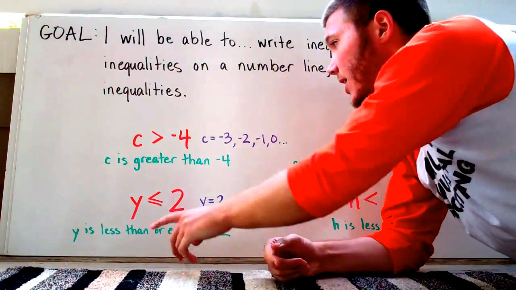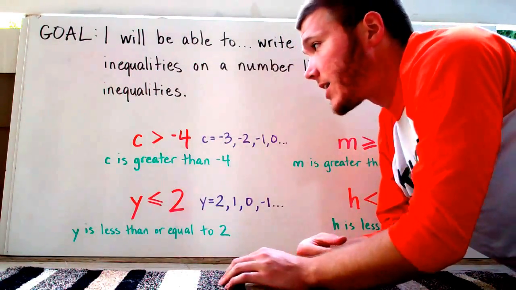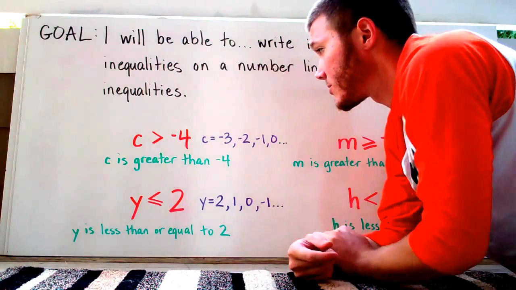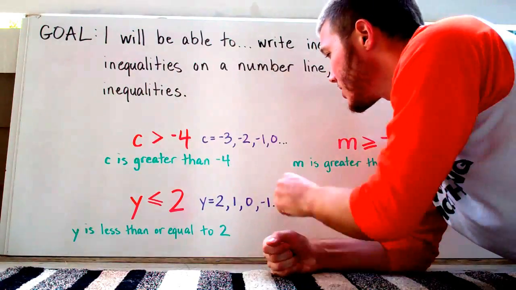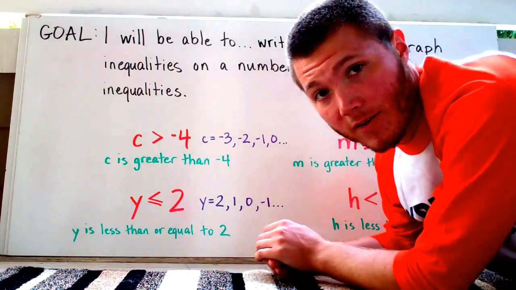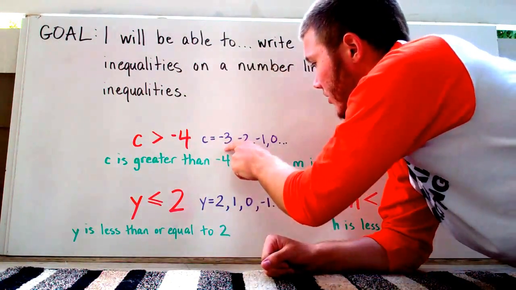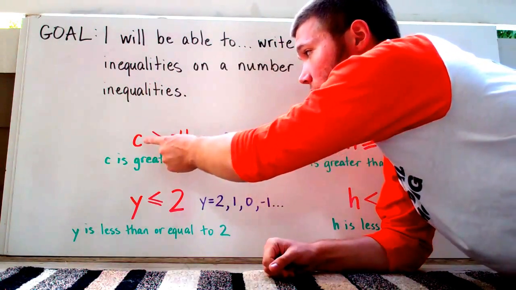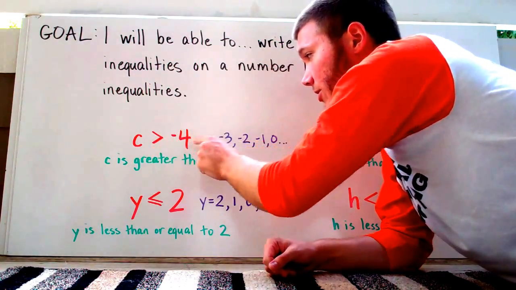So that means any number greater than negative 4, we can plug in for C, and it's going to make this inequality true. Here are some possible answers. C could equal negative 3, negative 2, negative 1, 0, and so on. 1, 2, 3, 4. An infinite amount of answers are possible. If I plug in any number here for C, this is going to be true because negative 3 is greater than negative 4, negative 2 is greater than negative 4, negative 1 is greater than negative 4, and so on.